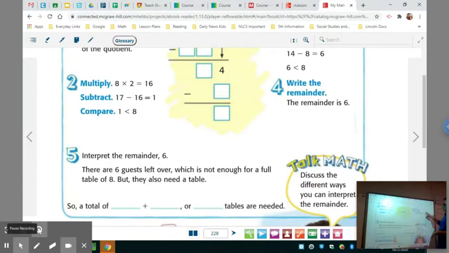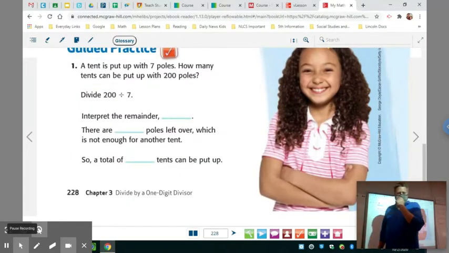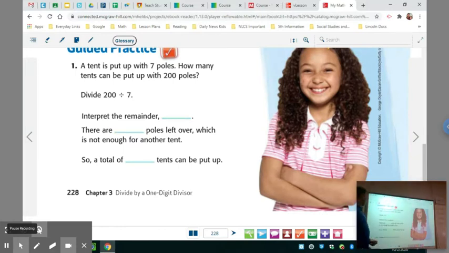It might seem easy to you right now, but trust me, for some of you, it's tough to look at that number and say, what does the number even mean? I just see a number. A tent is put up with 7 poles. How many tents can we put up with 200 poles? So we have 200 divided by 7. So what are we going to do? Divide it.